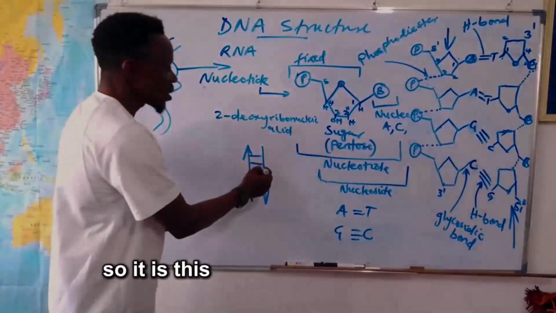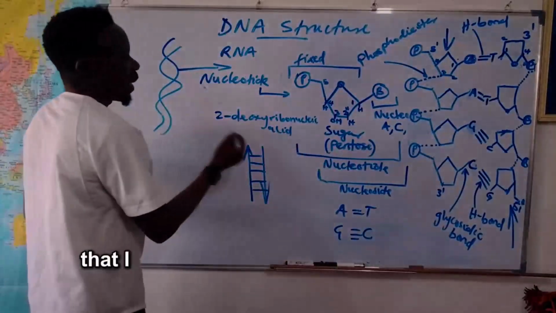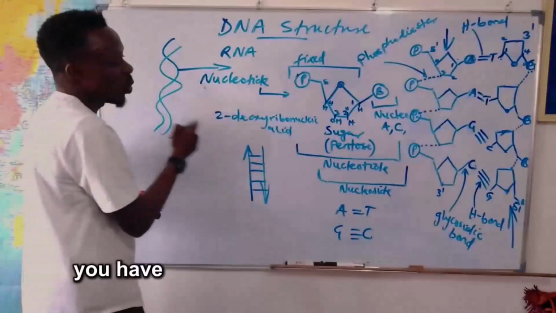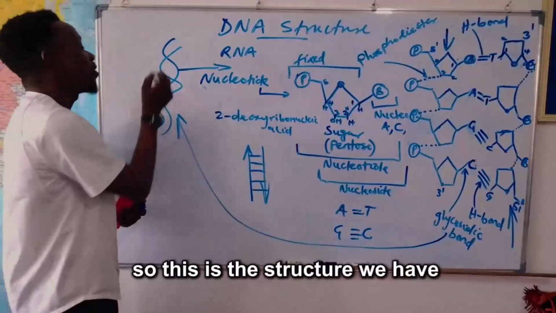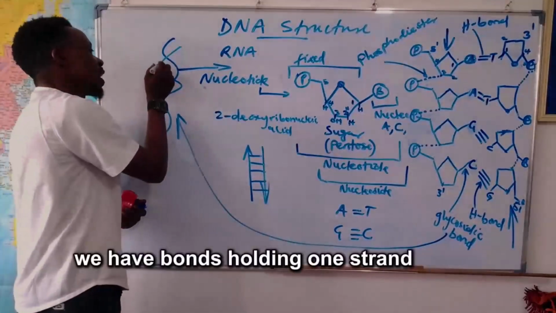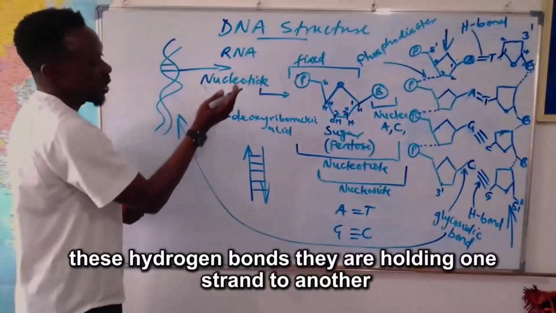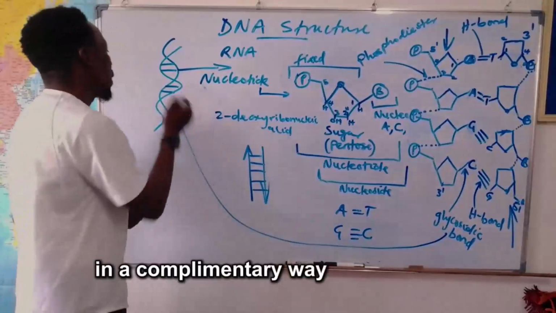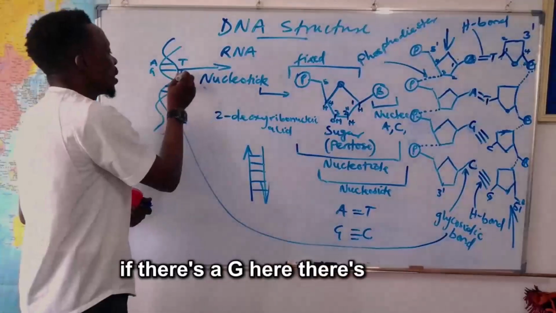So it is these strands that we have here that are arranged and twisted in this form to give you this structure you have always known as the double helix. So this is the structure we have. We have bonds holding one strand and the other strand, these hydrogen bonds. There are hydrogen bonds holding one strand to another in a complementary way. In other words, if there's an A here, there's a T here. If there's a G here, there's a C here.